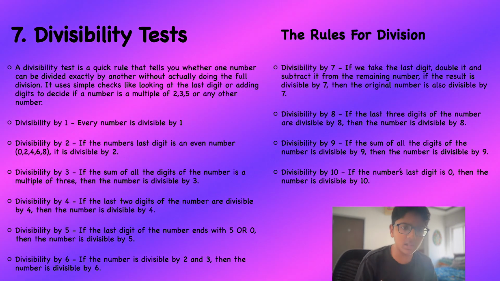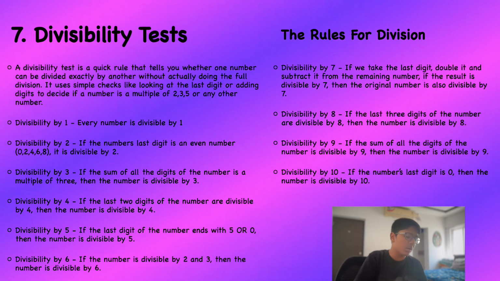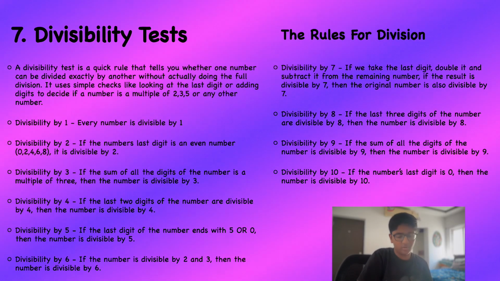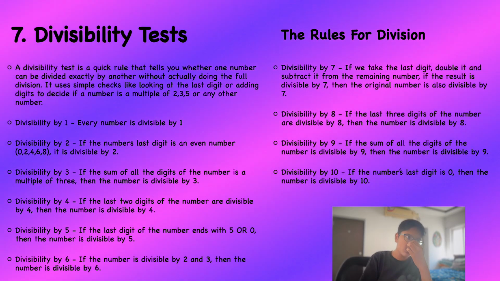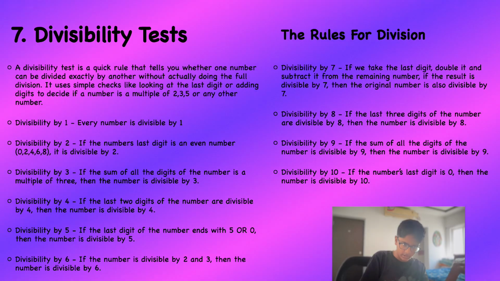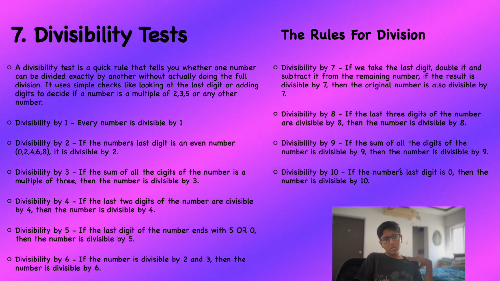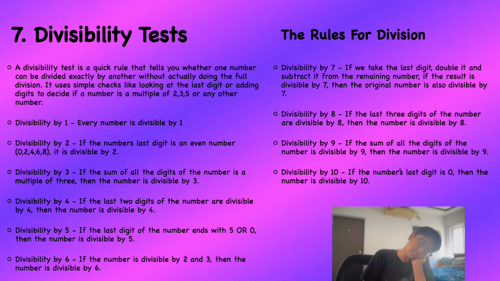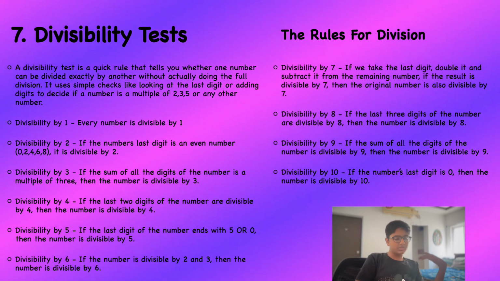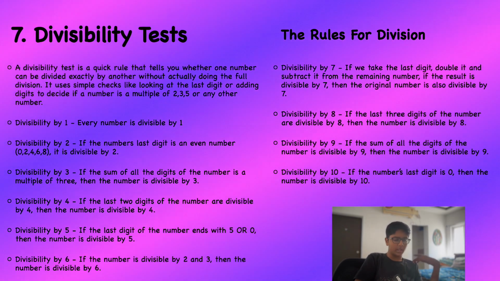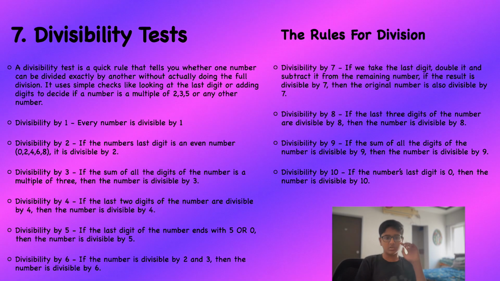Next, divisibility by 4. If the last two digits are divisible by 4, then the number is divisible by 4. Suppose we have 764. Now 64 is divisible by 4. 64 by 4 is 16. So the answer is correct and 764 can be divided by 4. Next, divisibility by 5. Suppose we have 525 and 620. If it ends with 5, it's divisible by 5. If it ends with 0 also, it's divisible by 5.